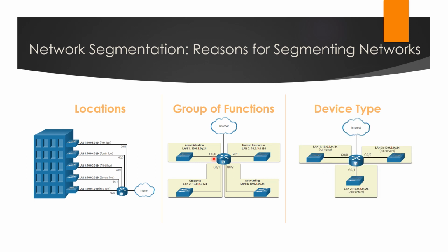We can even create subnets divided by the type of device. And as you can see here, there are 3 groups of subnets, where at LAN 1, the first subnet, are all hosts. At LAN 3, this subnet holds all the server devices, and the second group has all the printer devices. And a network administrator can create subnets using any other division that makes sense for the network.